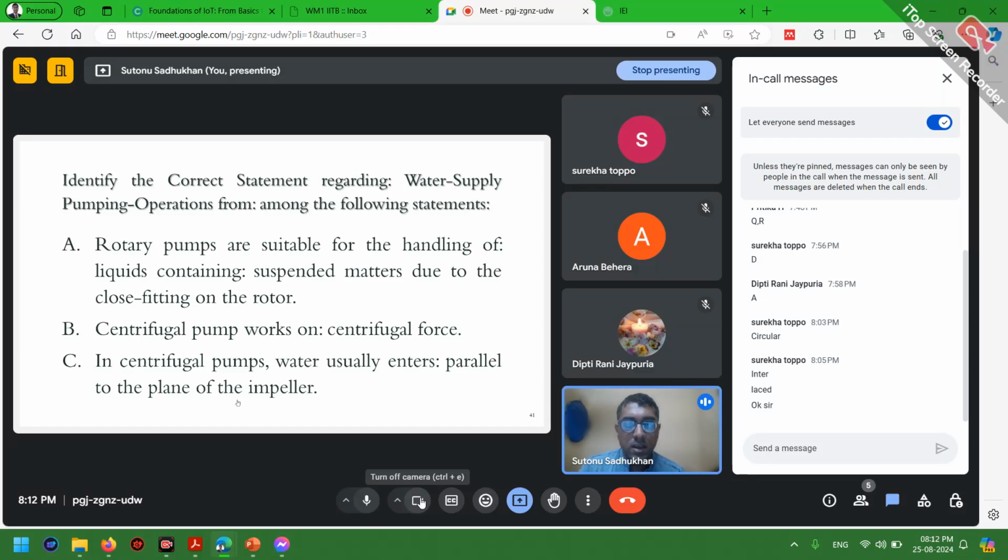Two statements will be incorrect, one statement will be correct, because it is MCQ, not MSQ. Yeah, one correct statement, I think. Just tell me the option. Type it in the chat box. Two statements are for rotary and centrifugal pump. One statement is regarding rotary pumps.